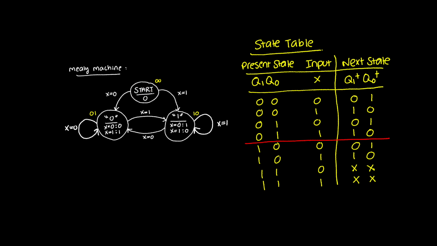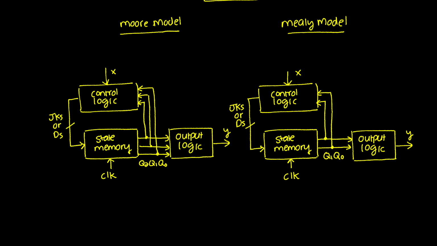That's my present state. And then also what's my input X? Because again, my transitions are conditional. So that's where it comes into play in the state table, right? So I need you to get this all straight in your head. That's why I have X as an input to my control logic in both, right? So it's not just in the Moore model, in the Mealy model as well.